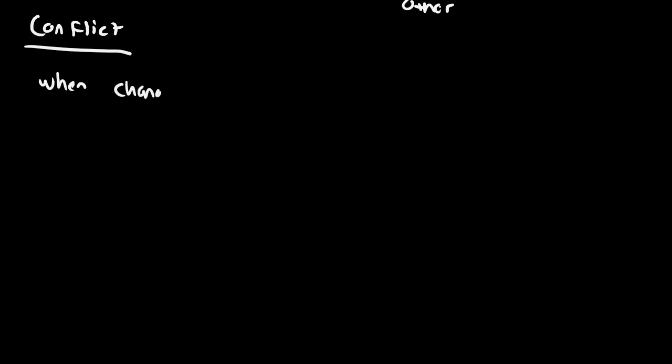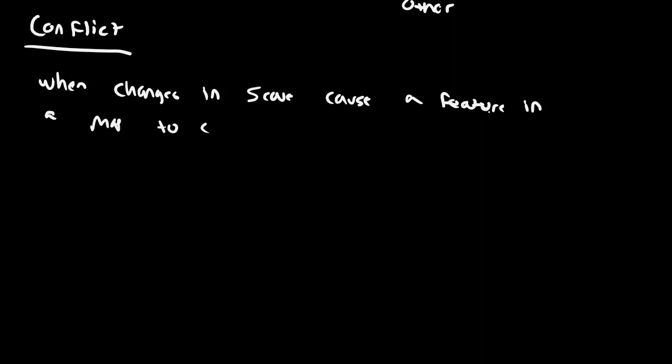When changes in scale cause a feature in a map to conflict with reality.